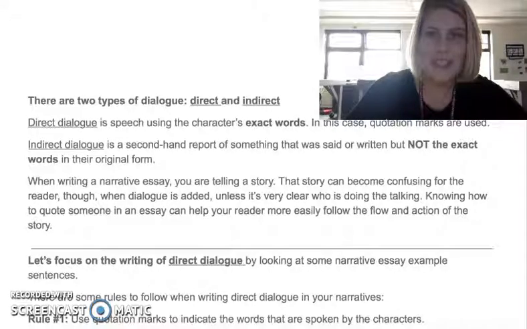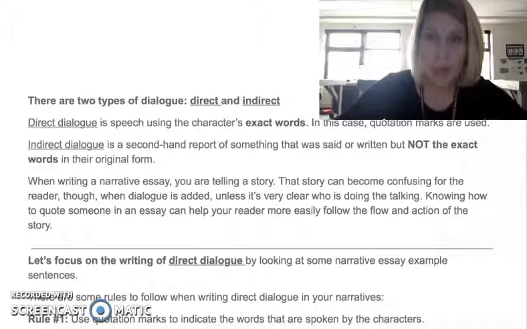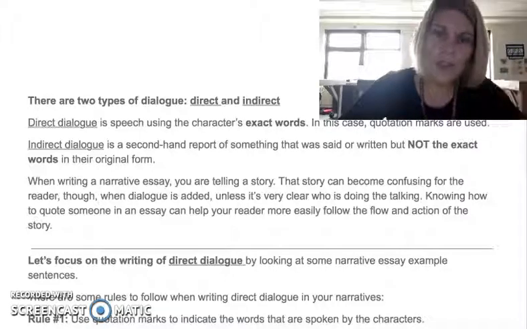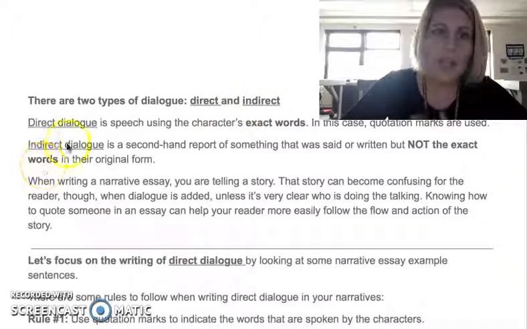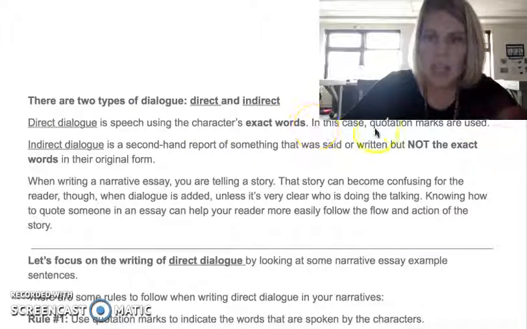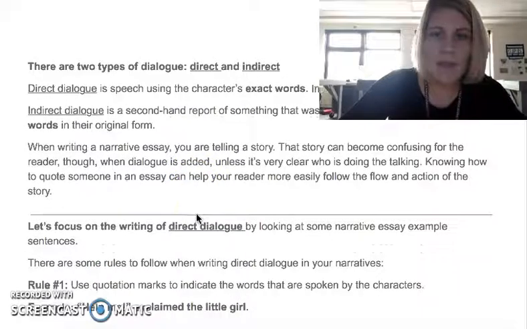Hello, sixth graders. Today's lesson is going to be on how to add dialogue to your personal narratives. There are two types of dialogue. The first is direct and the second is indirect. Direct dialogue is speech using the character's exact words, so you use quotation marks to show it. Indirect is just a secondhand reporting of something that was written or said, but you don't necessarily need quotations because it's not exact. When writing a narrative essay, you're telling a story.